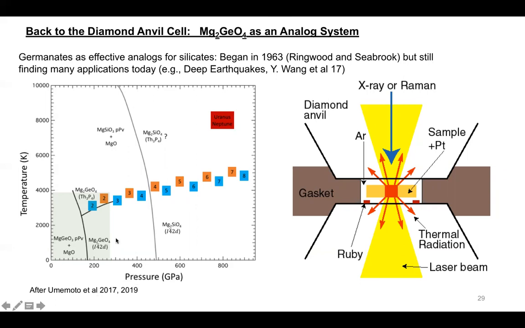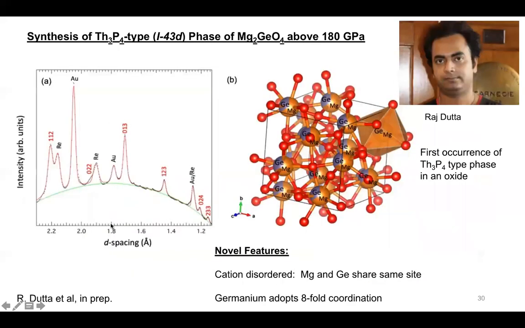Umemoto and Wentzcovitch have predicted that similar transformations should occur in germanates, but at lower pressures, more like 180 GPa, 200 GPa. So that's still a challenge for diamond anvil cell experiments, but it's more feasible. And so I'm going to just very briefly highlight a little bit of work of Raj Dutta. It takes a lot of skill to do these experiments, and he has studied this magnesium germanate composition up to I think 260 GPa or so, and temperatures above 4,000 Kelvin.